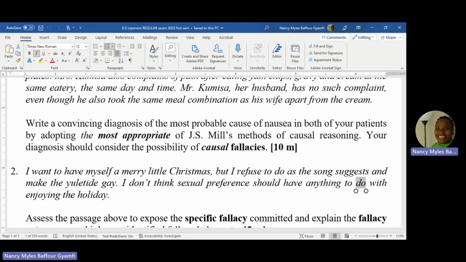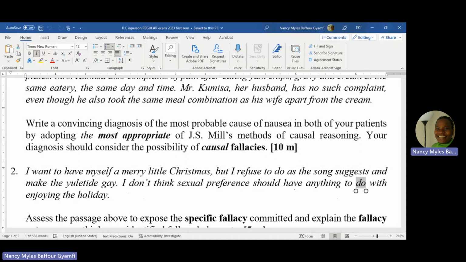So if you got the most appropriate of the methods correct, we give you 5 marks. If you get the fallacy correct, we give you 5 marks. If it's not exactly correct, but it is around that, we give as much as 4 marks for even incorrect answers, but explained well. It might not be the exact fallacy or the exact method we're looking for, but I can tell the person argued it well. Some chose the method of difference, but they argued it well.